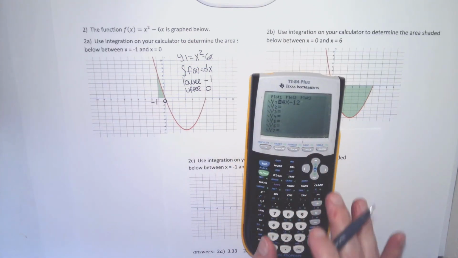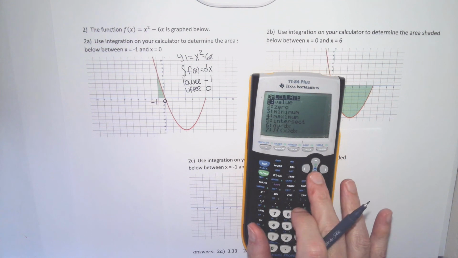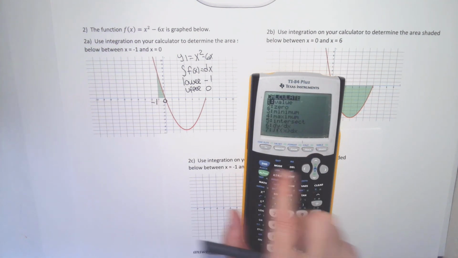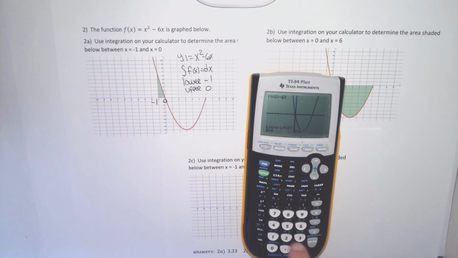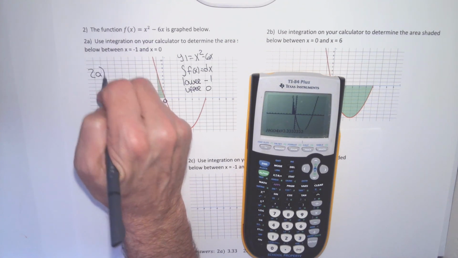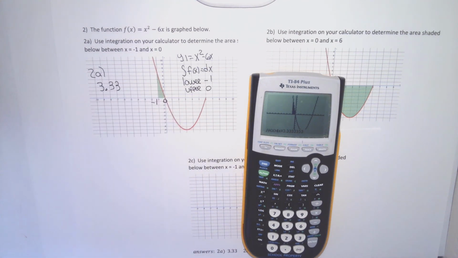So y equals, clear, x squared minus 6x. I don't really care so much about the graph, but that looks pretty much like what I have on the screen. So second calc, option 7, lower limit 0. Oh, I messed up. Second quit. Second calc, option 7, lower limit negative 1, upper limit 0, and the answer for part A is just going to be the number 3.33. That's the total area of the region that's drawn.